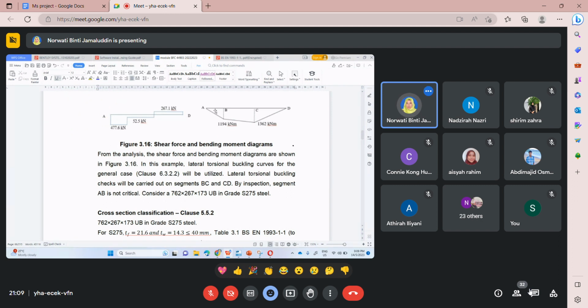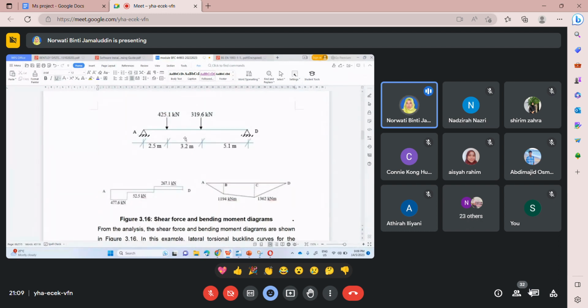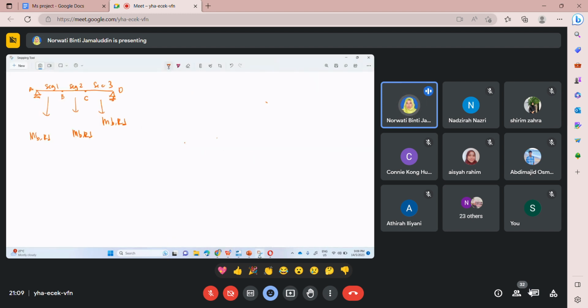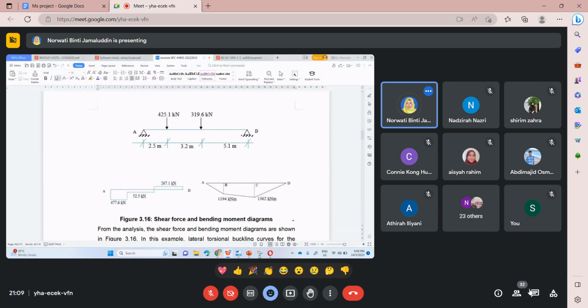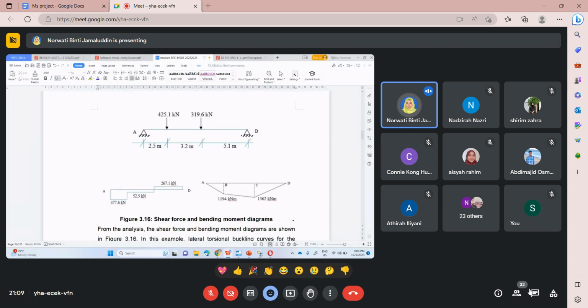You can see here, A to B, we have this value of bending moment. It is not similar. And also the spans are not the same. So we have different MBRD for AB, BC, and CD. To simplify our calculation, instead of having to calculate 3 MBRD, you can make certain judgment.